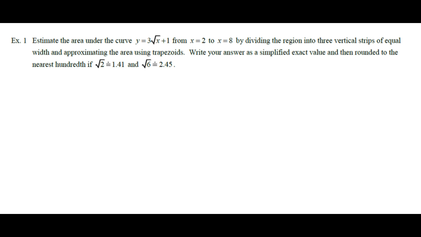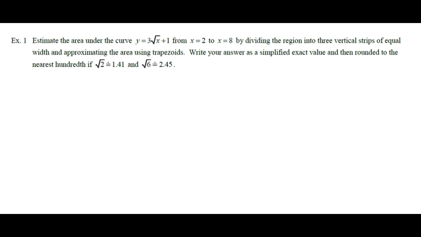So what we're going to do is estimate the area under the curve y equals 3 root x plus 1 from x equals 2 to x equals 8 by dividing the region into three vertical strips of equal width and approximating the area using trapezoids. We're going to write our answer as a simplified exact value, and then for some reason round it to the nearest hundredth. I think we'll just plug it into our calculator. Really, if we round, then we've got approximations to approximations. I think it's just a holdover from the book, because there weren't calculators back then, much. Actually, maybe there were.